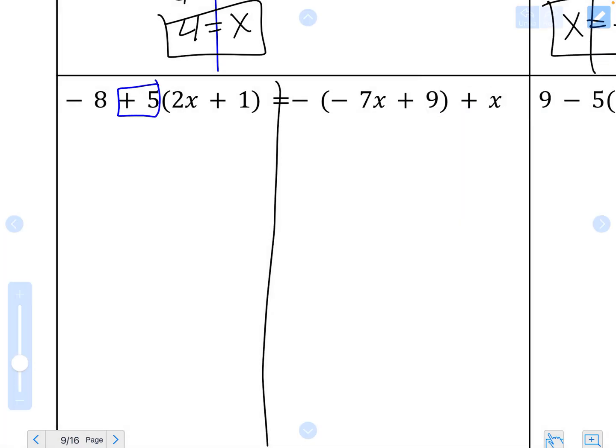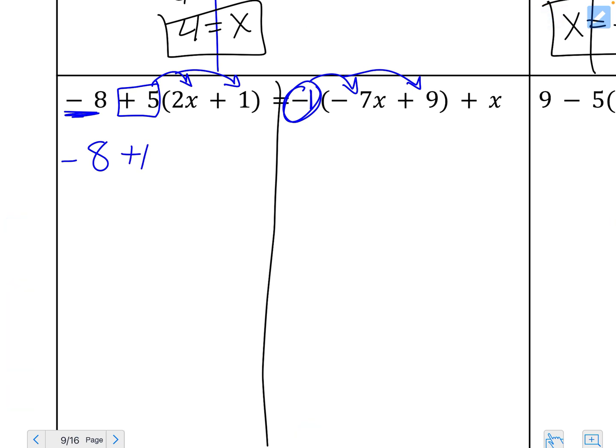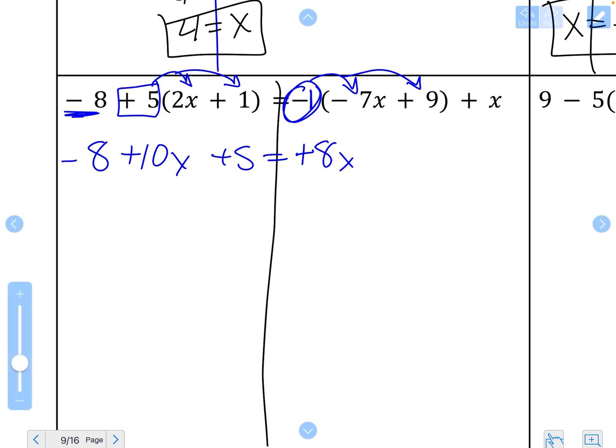I've got a number right next to my parentheses that I need to distribute and multiply. And again, I have that invisible 1 next to the negative that I also need to distribute and multiply. We cannot forget this -8. So the first thing I'm going to do is write down that -8. 5 times 2 is a positive 10x. 5 times 1 is a positive x. A -1 times -7 is going to become a positive 8x. -1 times 9 becomes a -9. And again, we have to remember to bring down that x at the end.